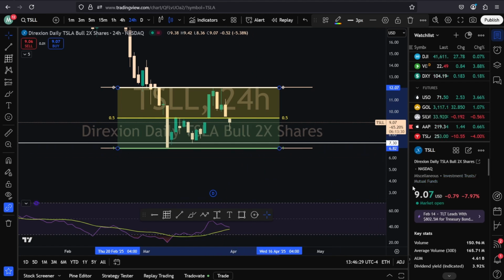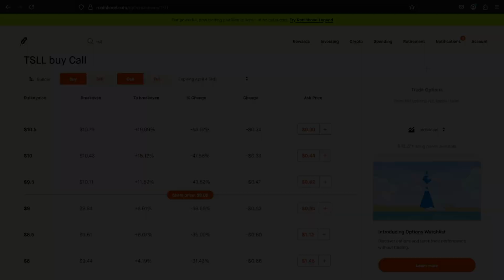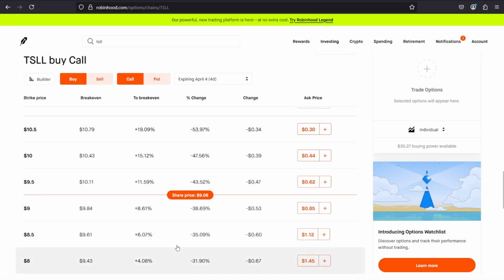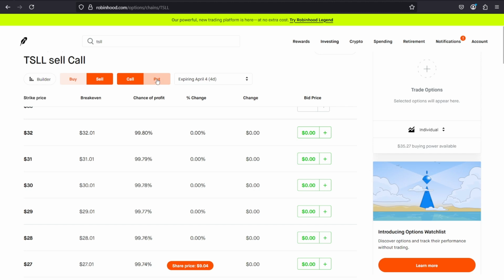As of right now, TSLL is trading at 9.07. I'm going to sell an $8.50 put for next week's expiration. That expiration is 04/04, or 04/11 if you go to next Friday's expiration. All right, now that we are on the option chain for TSLL, we're going to do an 04/04 expiration. We're going to click sell and we're going to click put.